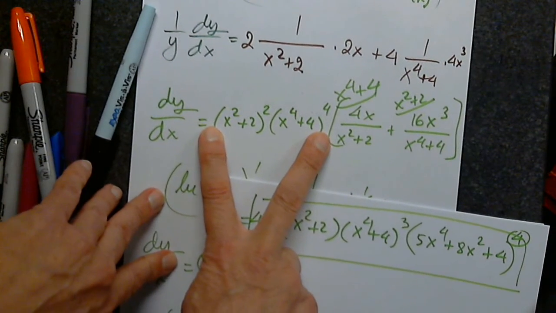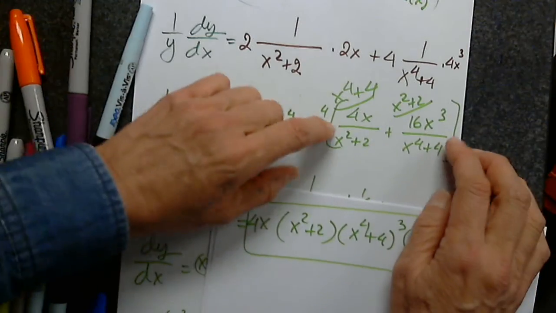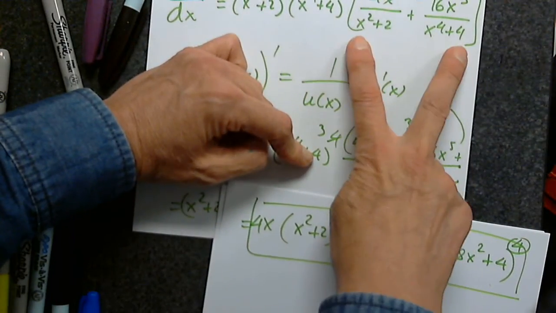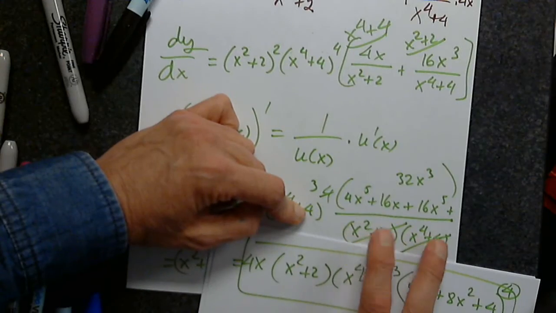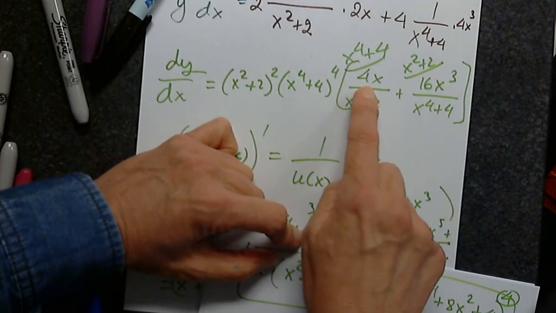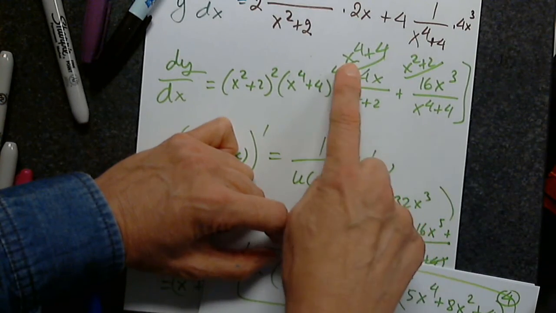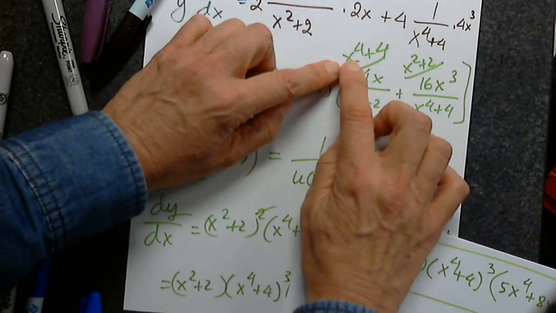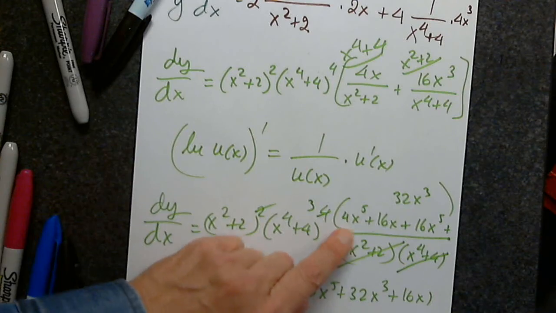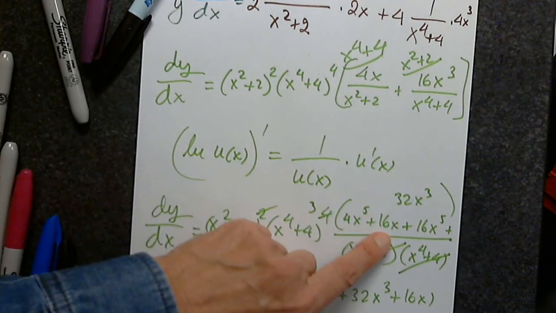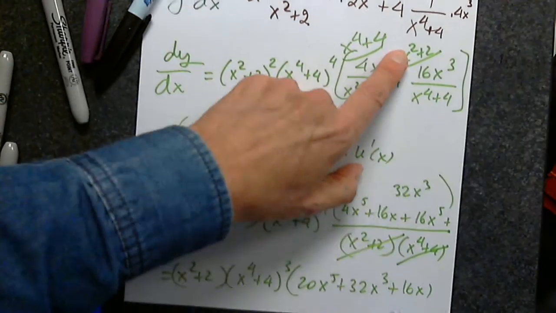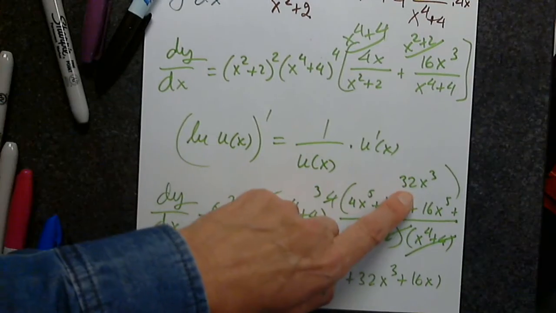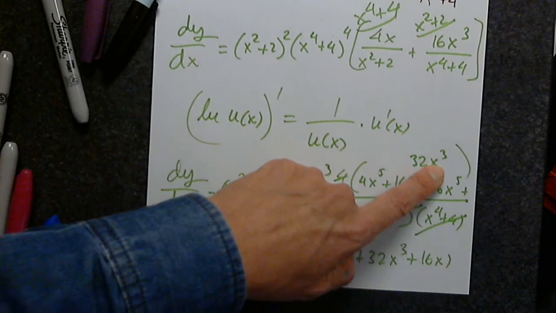Is that okay? Yeah. So now, how do I add these two? Well, by finding the least common denominator, which is the product of those two. So then this numerator gets this, and this numerator gets this. So now 4x times x to the 4th is 4x to the 5th. 4x times 4 is 16x. 16x cubed times this is 16x to the 5th. And 16x cubed times 2 is 32x to the 3rd.